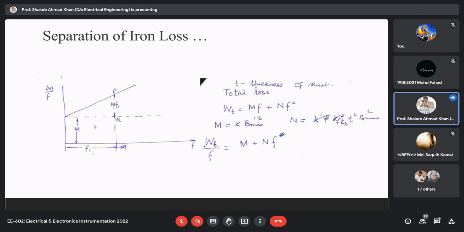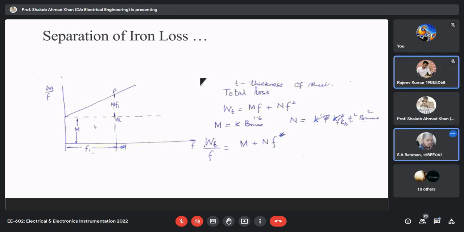And you have done this at different frequencies, keeping flux density constant, meaning V by F ratio constant. Flux density constant means V by F ratio constant, right? You know the V by F ratio? If you keep the V by F ratio constant, you are keeping the flux density constant in the core. And in this method, this is a prerequisite, that your flux density should remain constant.